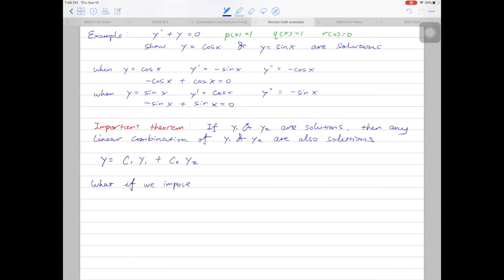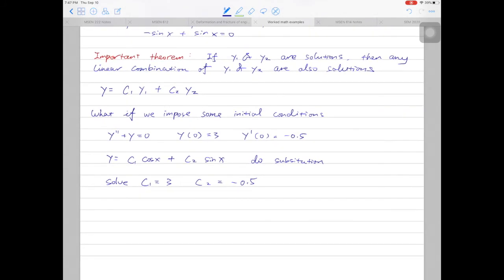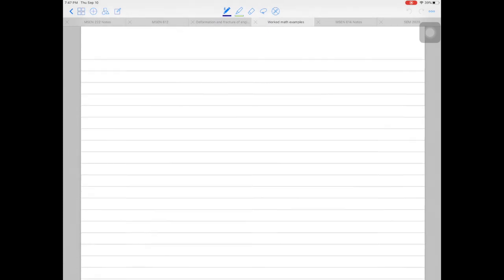Now, let's take a step forward and set the boundary conditions. Let's write down this equation again: y'' + y = 0. If you know y(0) is equal to 3 and y'(0) is equal to minus 0.5, do some simple calculation and you can unambiguously calculate the y value. y is equal to 3 cos x minus 0.5 sin x.